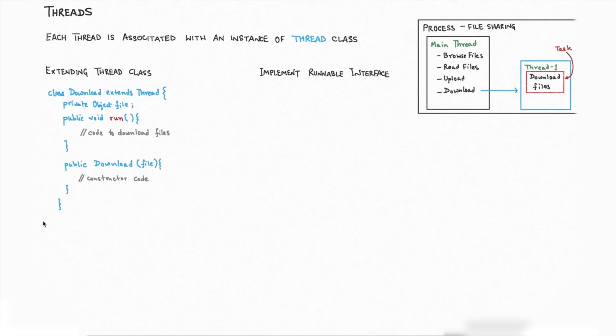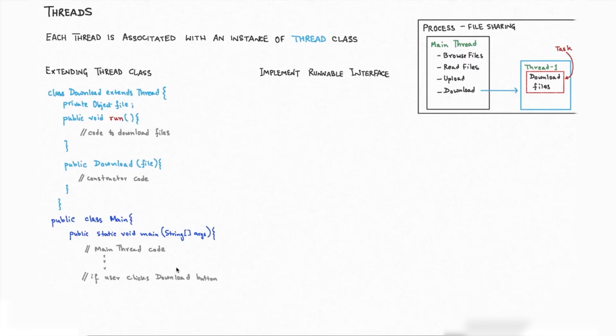So in the main class, we will have our main thread code. And the main thread code would allow us to browse files and read files and maybe some other things. But whenever a user wants to download a file, maybe they click on a button, maybe a download button. If a user clicks on a download button corresponding to a file, in that case, what we do is we want to create a new thread and ask that thread to download the file in the background.